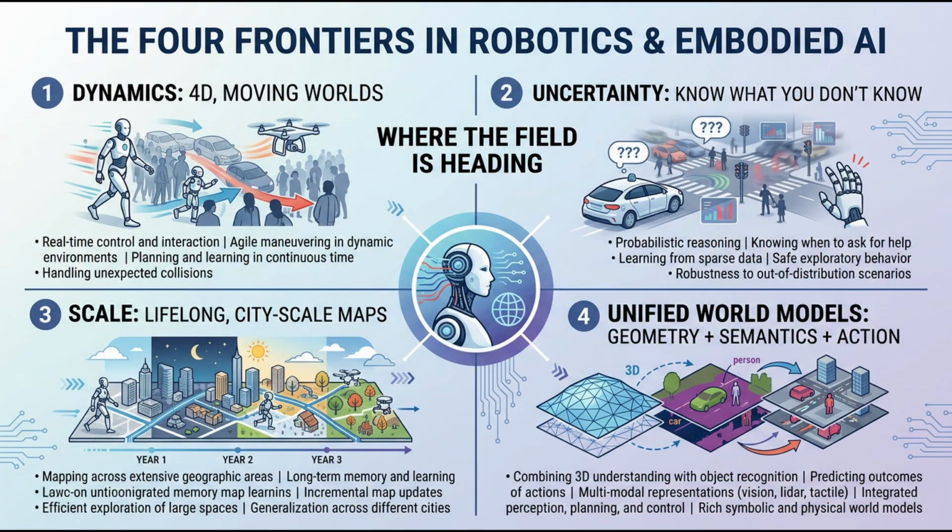Frontiers and outro. Before we wrap, let me point at the horizon because this field is moving fast, and the open problems are exactly where the exciting work is. The biggest one is dynamics. Almost everything we discussed assumes a frozen world, but real environments have people walking, doors opening, objects being moved by the robot itself. Representations that gracefully handle a changing 4D world in real time are still largely unsolved, and it's arguably the central challenge for deploying embodied agents in the wild.